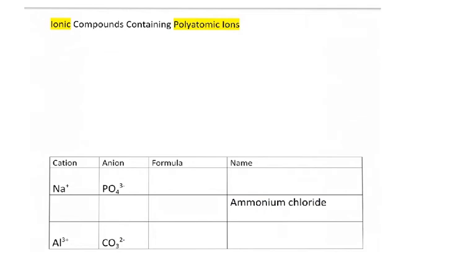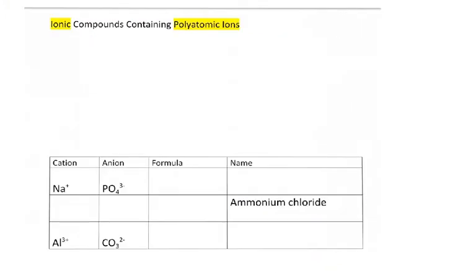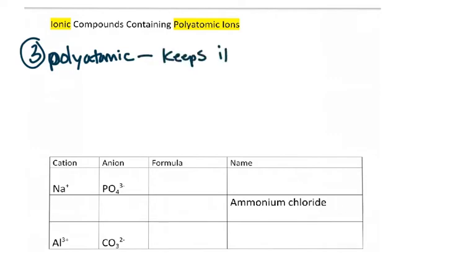So for the cation, the rule stays the same. If I number these, let me number them. So the cation, the rule stays the same. Anion, for monatomic, the rule stays the same. But 3, the polyatomic ion. And so 3 kind of trumps the other 2 rules. Polyatomic keeps its name. There is no change to the name. So whatever it says on your polyatomic ion list is what you should be writing down.